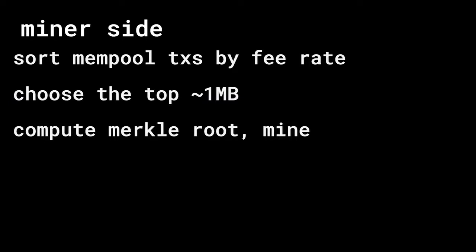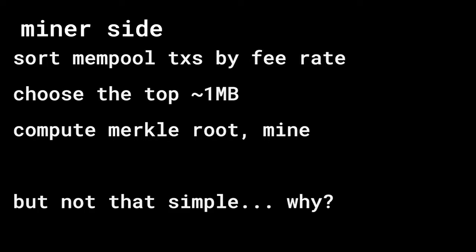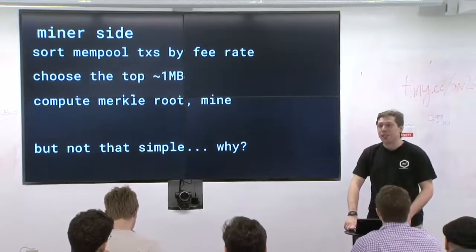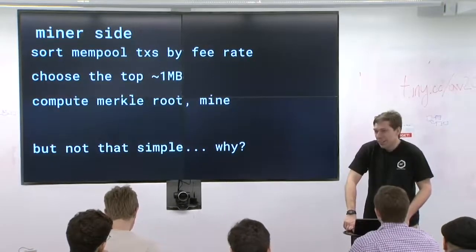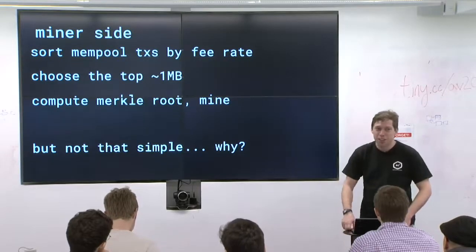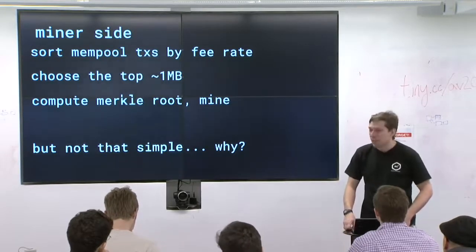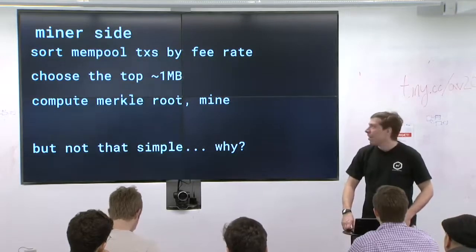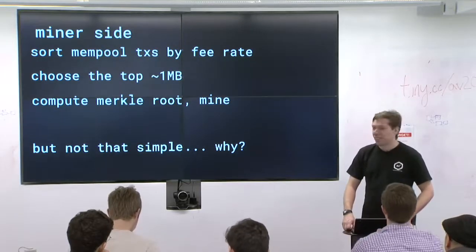Sort the mempool by fee rate, choose the top megabyte, compute a Merkle root, mine. Why is it not this simple? And I mean on an algorithmic level. If you're just like, yeah, sort by fee rate, quicksort or whatever, that's super quick, and then mine. Why is it actually, complexity-wise, not, what is it, n log n for quicksort?